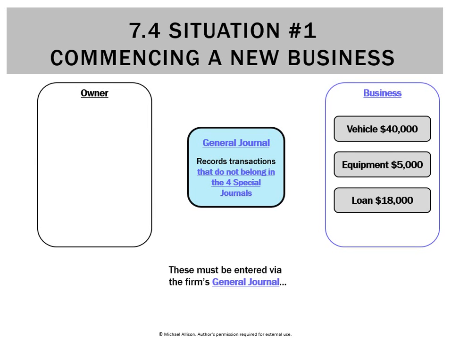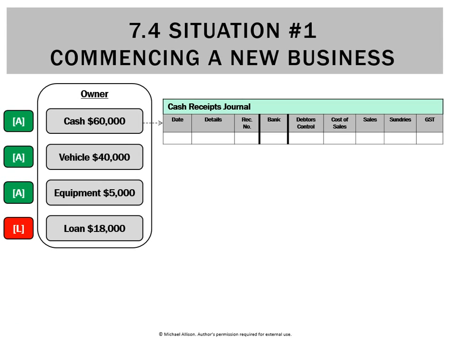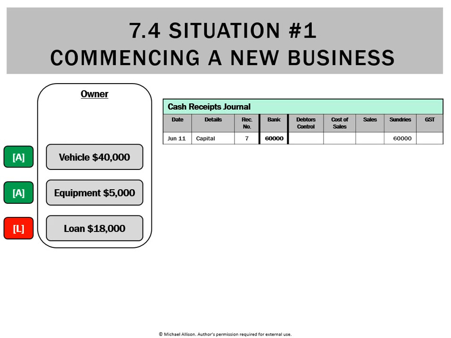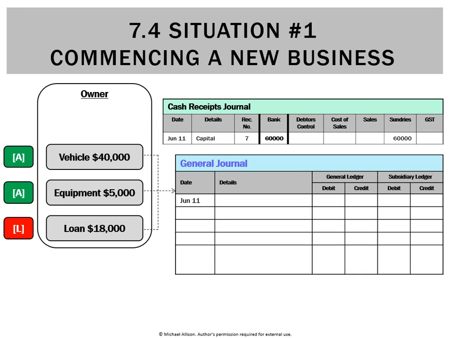So what's that going to look like? Very easy. First of all, we put the cash in the cash receipts journal. We'll put the actual date, the details is capital, and the receipt number, which will be given to us. The bank will go up 60 grand, and then we'll put that in the sundries column. The vehicle, the equipment and the loan will go in the general journal. We use our date as the 11th. We'll do a debit to vehicles in the general ledger, a debit to equipment of 5,000, and we'll have a loan going up 18,000, which is a credit.